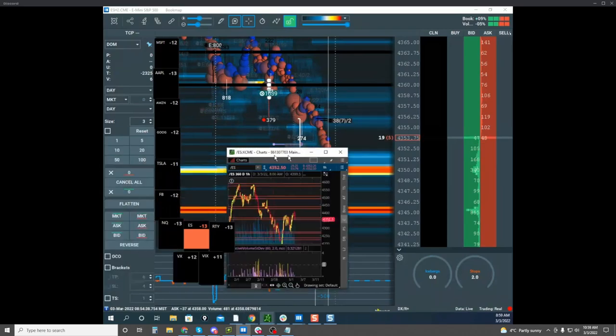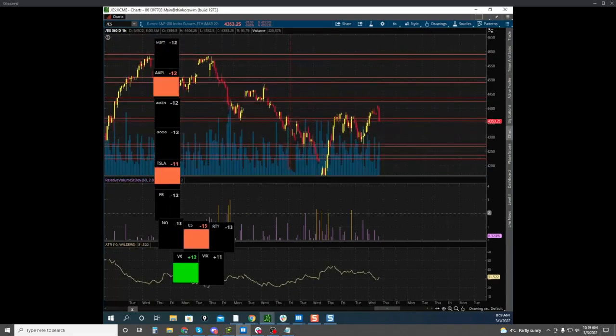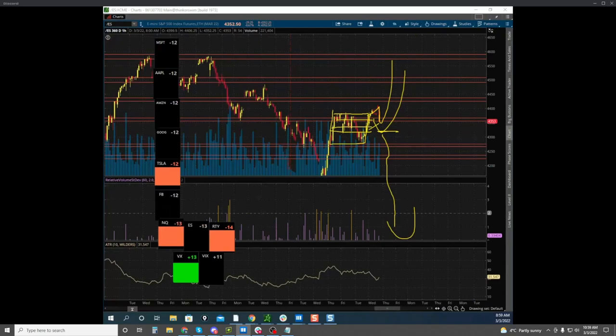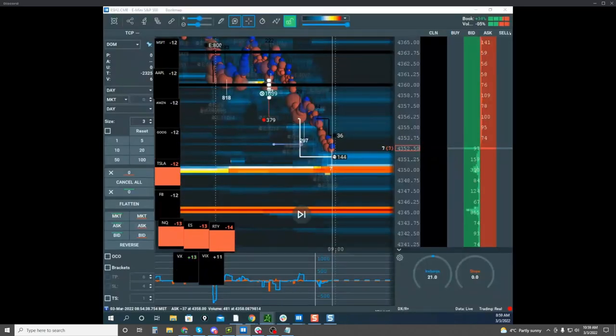So bigger picture-wise, this is just pulling back. Remember, we talked about this being one bigger one, right? It's just pulling back to the top. You could even pull back to the high volume node and do that. If it gets through the high volume node, that's when you want to watch for that. That's when you're going to get the big move. And that high volume node is probably about 43.17-ish, 43.20-ish.